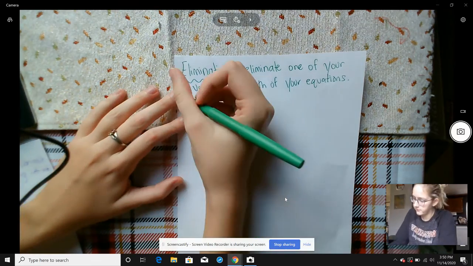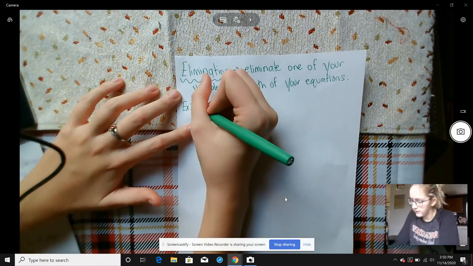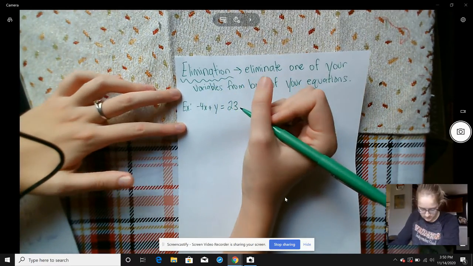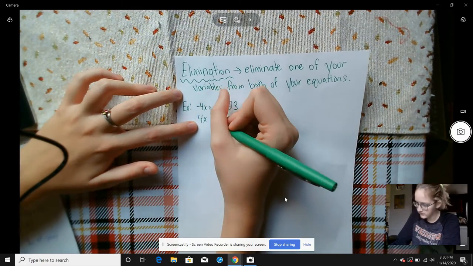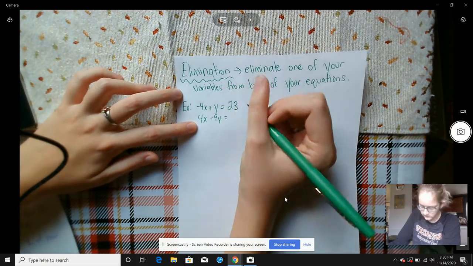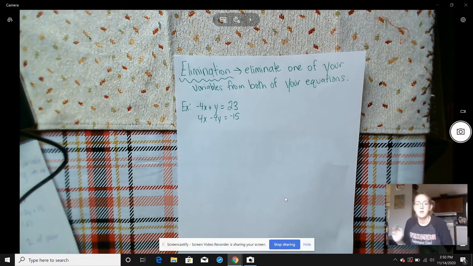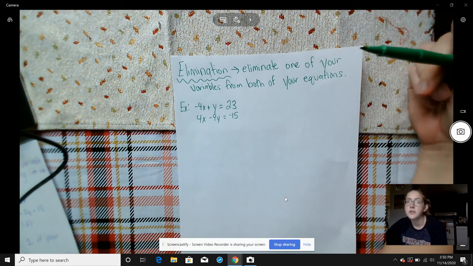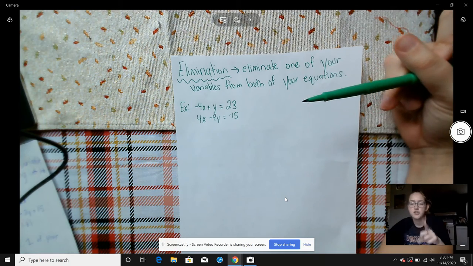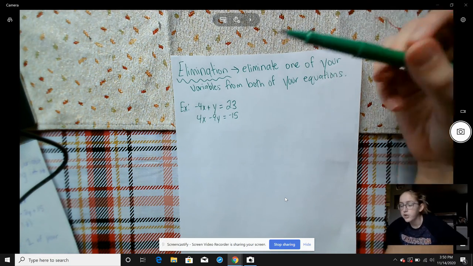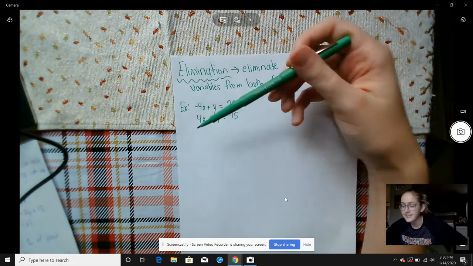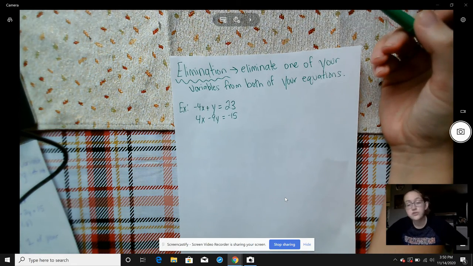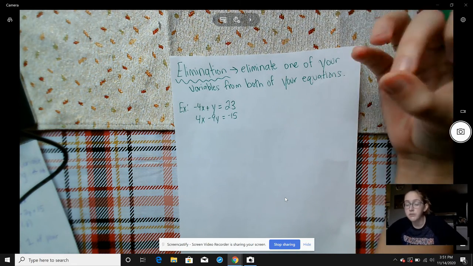So for instance, if we are given negative 4x plus y equals 23, and then we are given 4x minus 9y equals negative 15. So this is our system of equations that we're given, and what we're trying to do is eliminate one of our variables. So what that means is that you're looking for, I'm not writing this down, so make sure you write down what I'm saying, as it is important. You're looking for one of your variables, whether it's x or y, to have the same coefficient attached. So the coefficient is the number that's out in front of our variable. The signs do not have to be the same, just the coefficient value does.